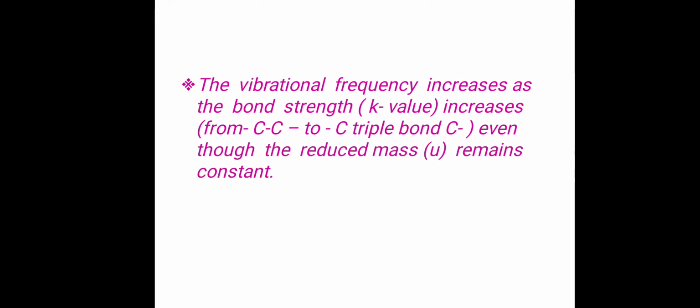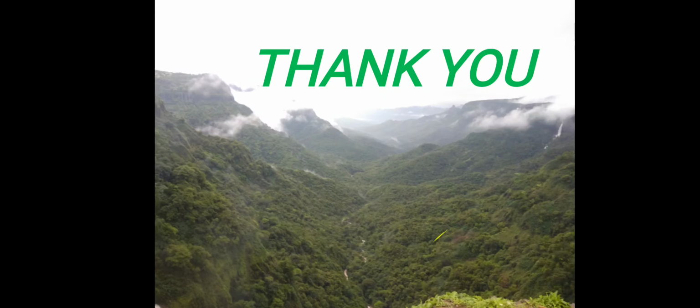So carbon-carbon single bond, its IR range is 1200 centimeter inverse. Carbon-carbon double bond, its range is 1650 centimeter inverse, and carbon-carbon triple bond is 2200 centimeter inverse. This is the overall Hooke's law. Thank you.